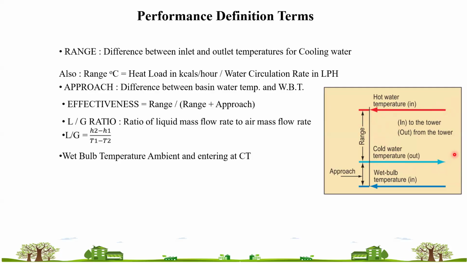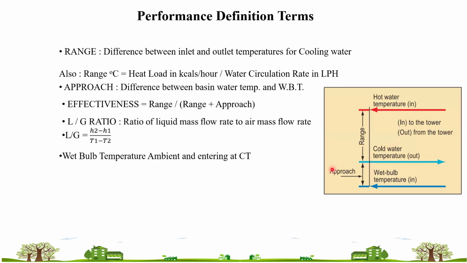Typically your cooling tower is defined by the range parameters. Like, I want a cooling tower of, let's say, 36 to 32 degrees Celsius. So 4 degrees Celsius is your delta T. It's called the range of the cooling tower. So the difference between inlet temperature and outlet temperature is called range.